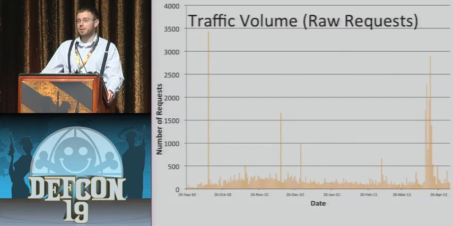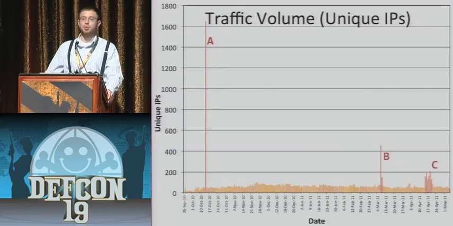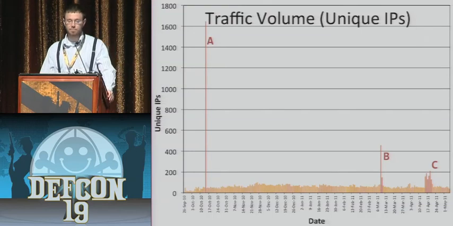But raw requests isn't necessarily a fair comparison, since maybe some machines out there get in a loop and you have one guy requesting the same resource over and over again. So here instead is the traffic volume by unique IP address per day. Some of the peaks disappear, but others still remain. Aside from the steady stream of background noise, there are 3 major events labeled here as A, B, and C. Each of these was caused by bit squatting, and I will get into detail of these in the next few slides.